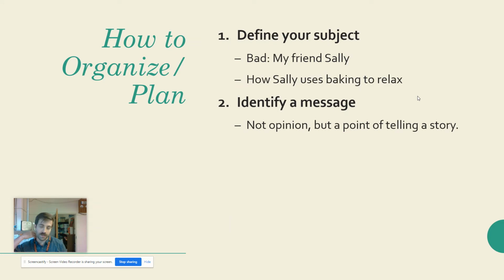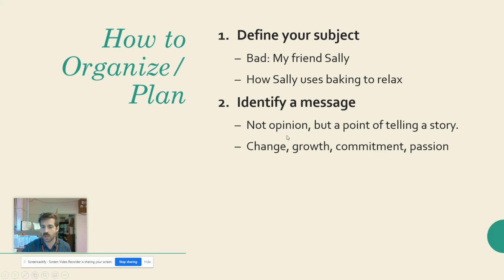And secondly, you want to identify a message. This isn't really going to be your opinion, but it's the point of telling a story. Why are you telling me this story about Sally and her baking? And so you have to look like an author or a poet, where you're going to try to find a theme or something that represents what this story is about.